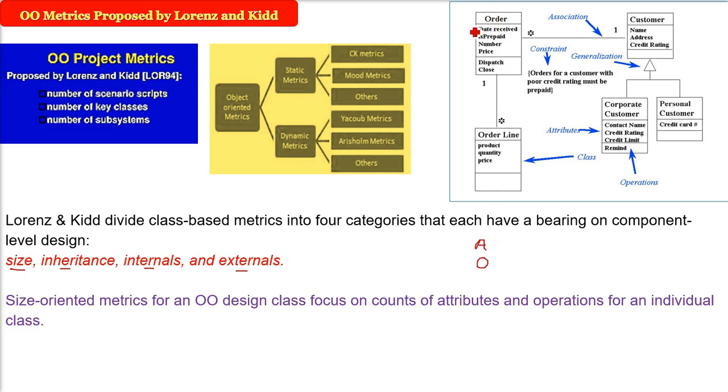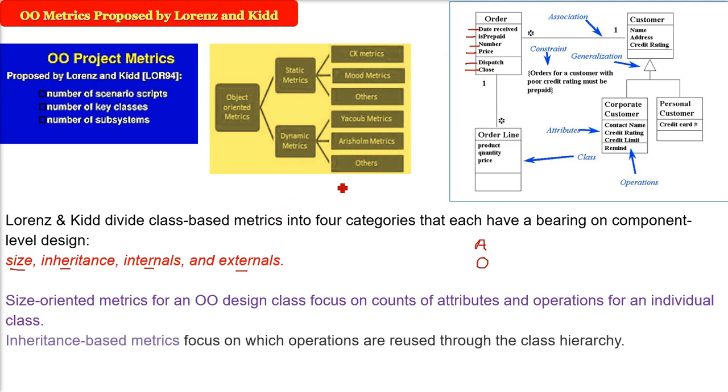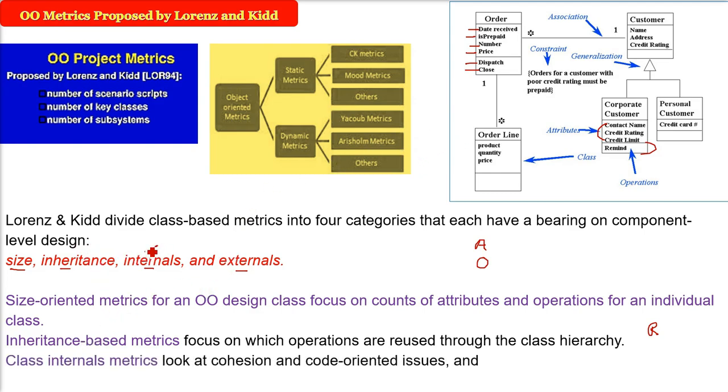So this is a class. These are the attributes, and these are the functions operating on these attributes. So the counts of attributes and operations for an individual class: this is the size-oriented metric. Then the class inheritance-based metric works on operations which are used through the class hierarchy. That is, when one class inherits another class, it is actually using or reusing the methods which are defined or implemented in the base class. Then the class internals.